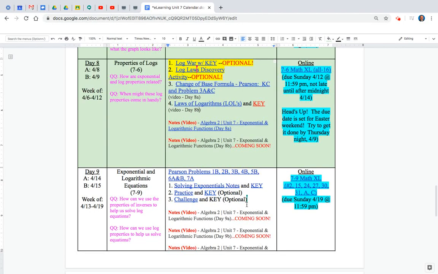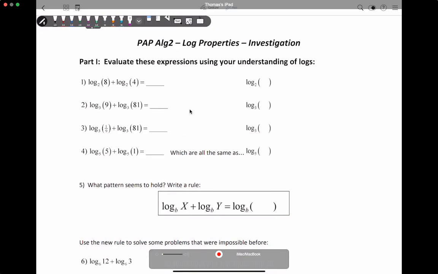Hello guys, in this video we are going to be looking at laws of logarithms. So LOLs, if you will. Laws of logarithms. Here's a blank copy and here's the key. Okay, so let's go ahead and go to the notes.